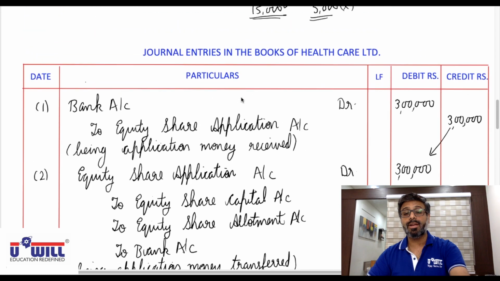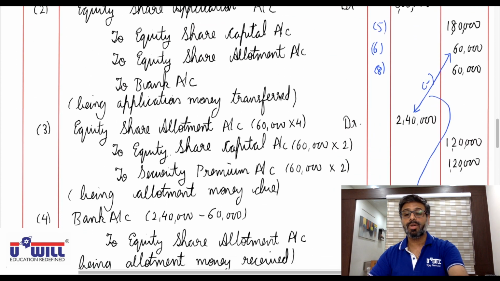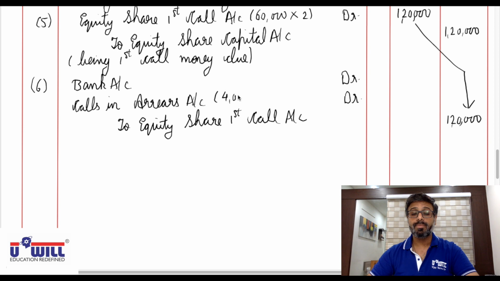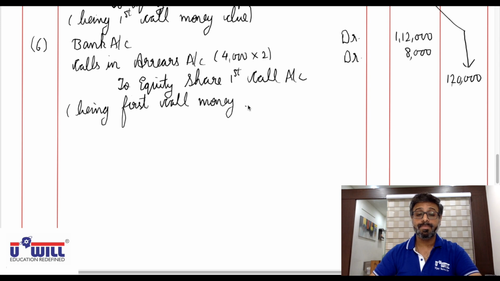Calls in arrears, all of you can look at working note 1. 4,000 into 2. Calls in arrears are 8,000 in first call. And 1,20,000 minus 8,000, 1,12,000 is received, being first call money received. Now 2 entries of first call are done.